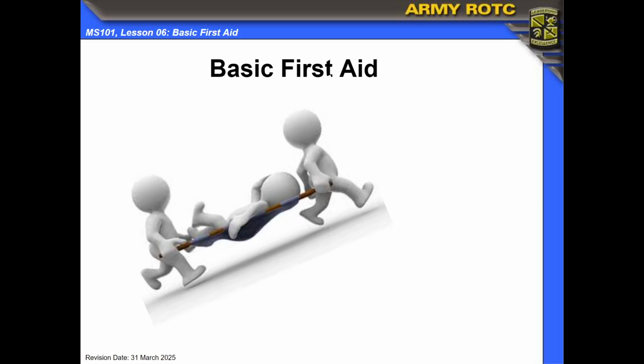We'll do the practical stuff of putting the tourniquets on and checking casualties when we get to the FTX next weekend. So this is just going to be really boring and dry for you, but you got to do the PowerPoint before you get to the hands-on.